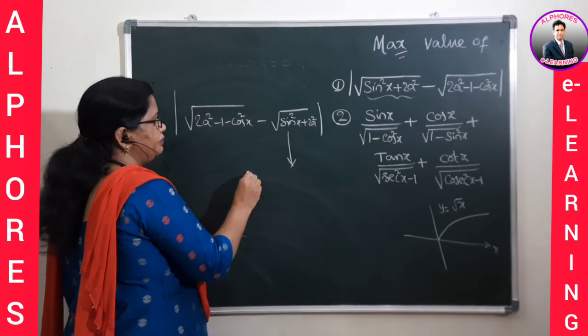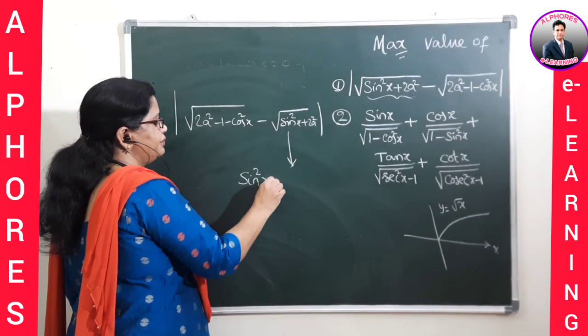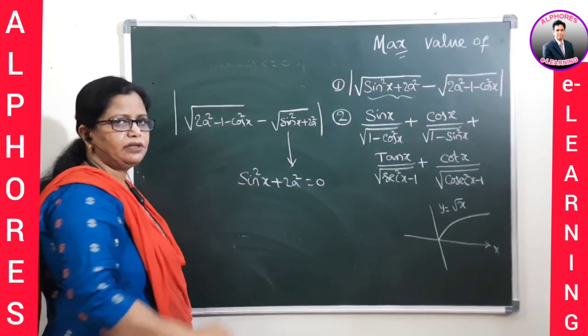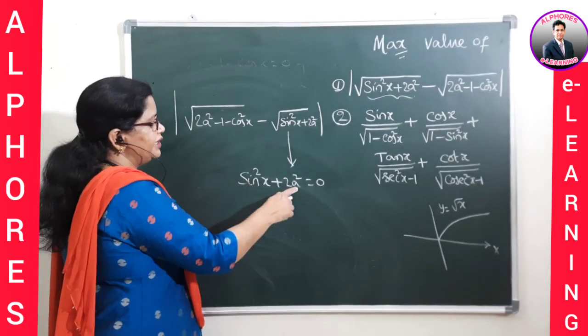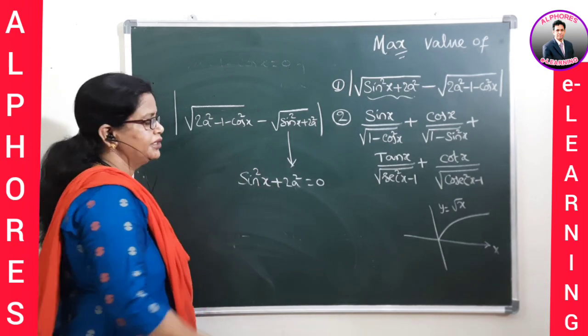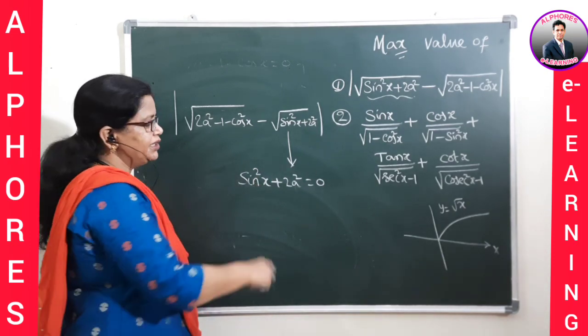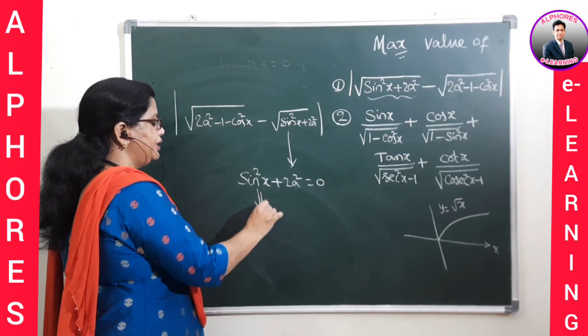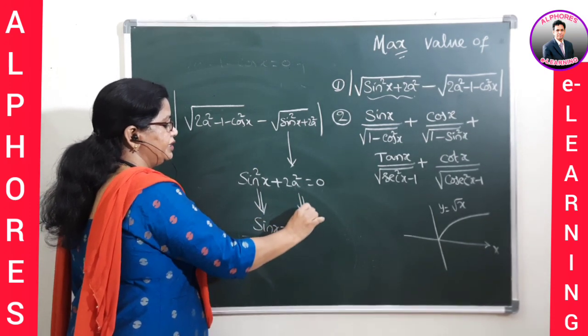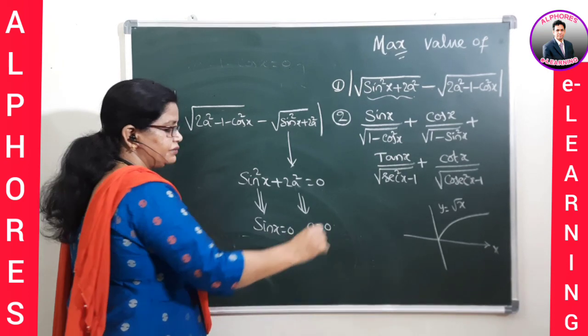The reason is, if I take sin square x plus 2a square as 0, first of all it is a sum of squares of two values. Sum of squares means these are always positive, and between them again there is a plus symbol. So it can never be 0. Suppose it is 0, then what should happen? Sin x must be equal to 0. At the same time, a square 0 implies a has to be 0.